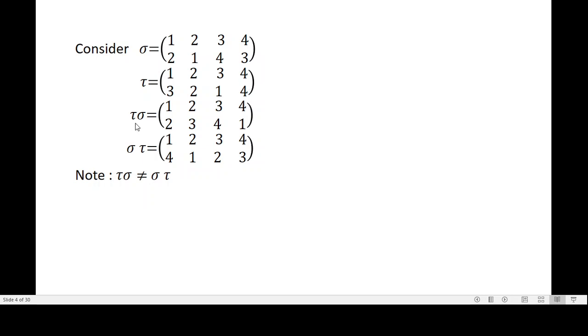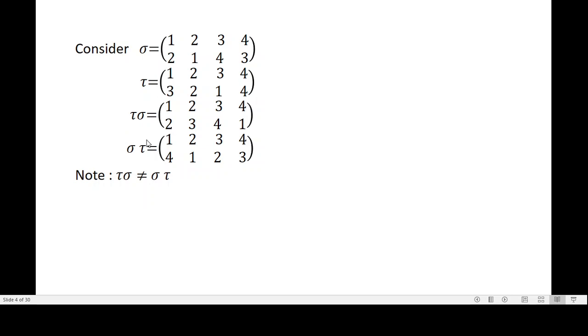Now let us consider tau sigma. So tau sigma of 1, how do we calculate this? The product tau sigma of 1. First consider sigma of 1. Image of 1 is equal to 2 under sigma, and under tau image of 2 is equal to 2. Therefore 1 goes to 2. So under tau sigma, image of 1 is equal to 2.